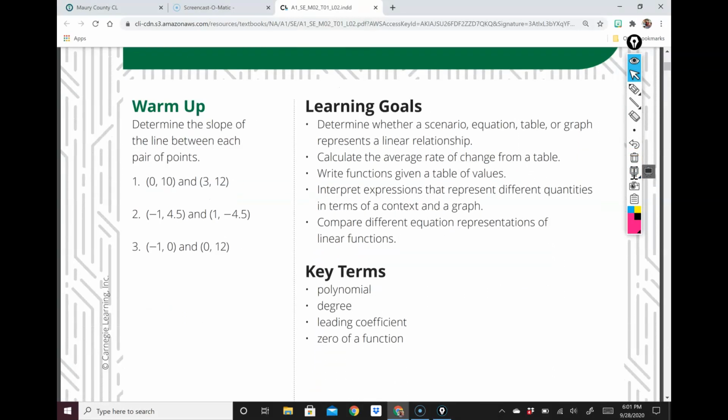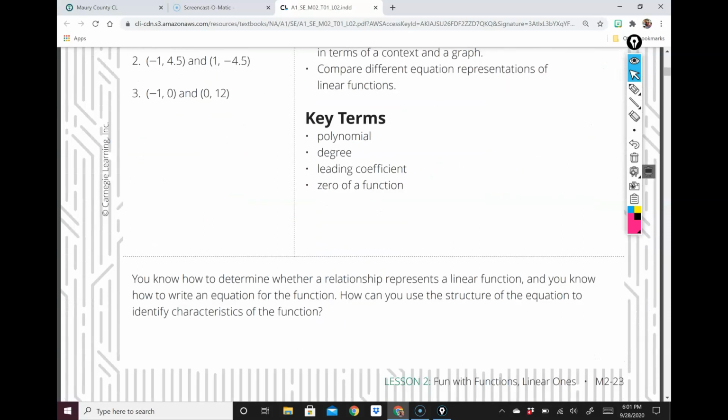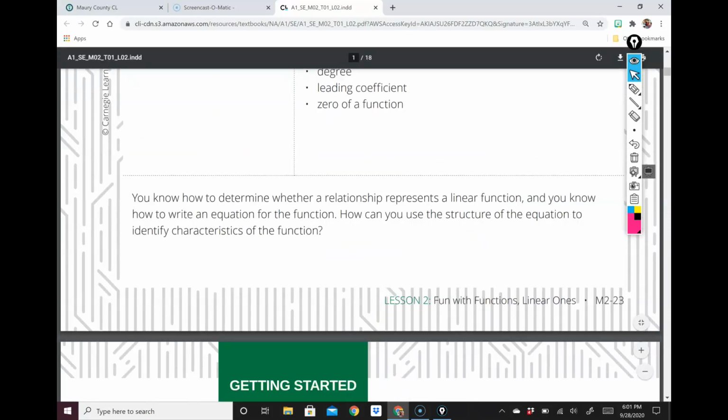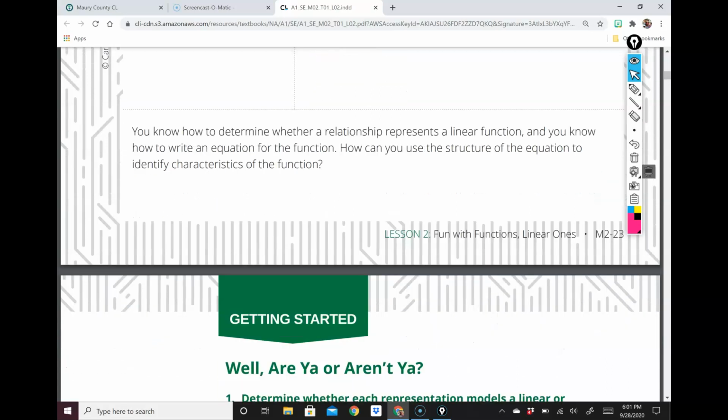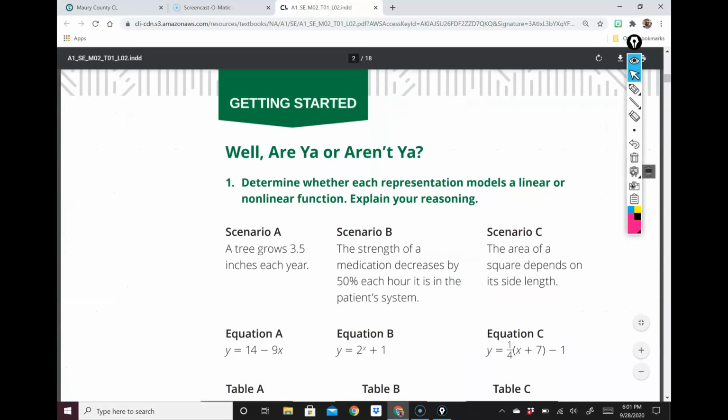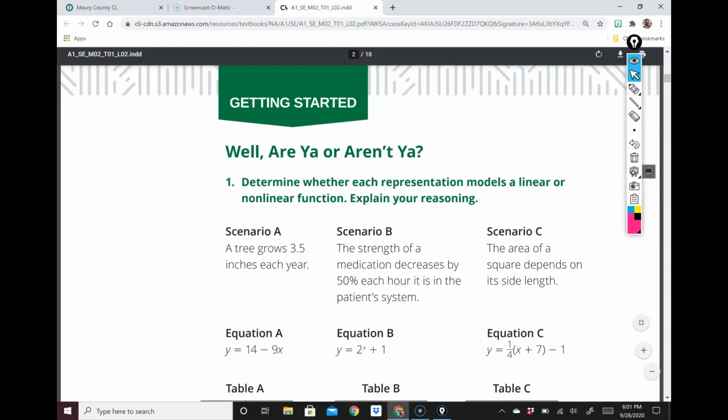Read over your learning goals and some key terms that we're going to look at in this lesson. You know how to determine whether a relationship represents a linear function, and you know how to write an equation for the function. How can you use the structure of the equation to identify characteristics of the function? Getting started. Well, are ya or aren't ya?